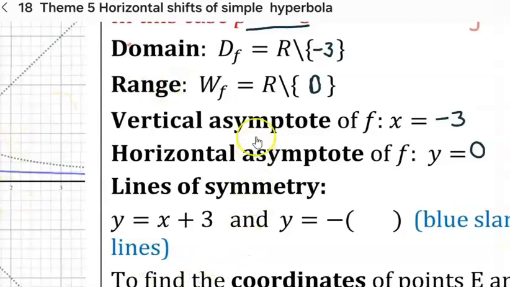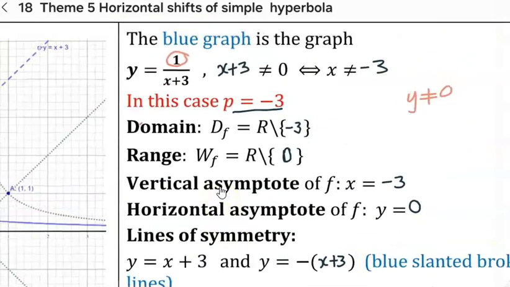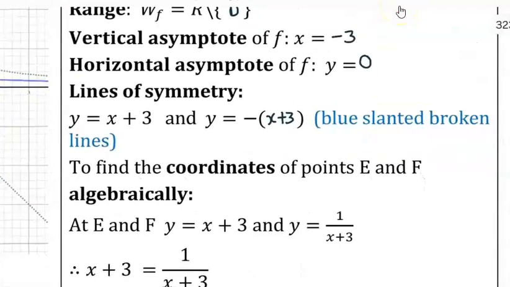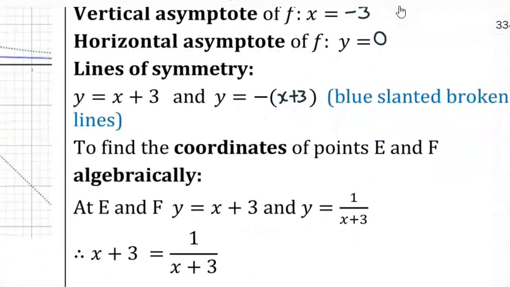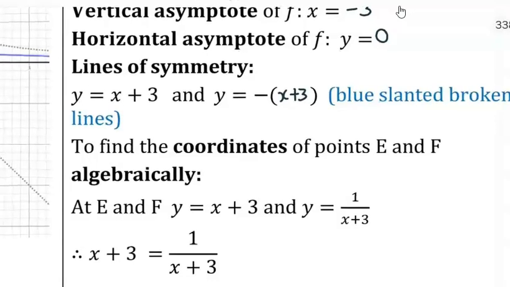If I take my lines of symmetry, it's actually very easy. I take whatever is in the denominator, which in this case is x plus 3. This is the one, and the other one is minus x plus 3. And these will be the blue slanted lines. We will look at that just now. And because k is equal to 1, it's positive, so we are again in our first and third quadrants.